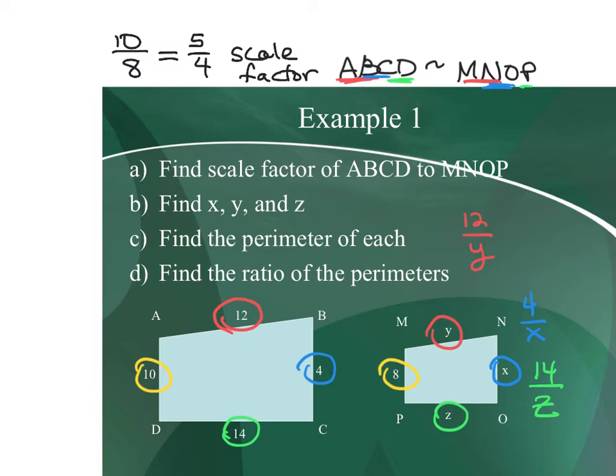I'm going to use this scale factor, and I'm going to make a proportion with the red, the blue, and the green here. So I'm going to set this equal to 5 over 4. Set this one equal to 5 over 4. Set this one equal to 5 over 4. Now I'm going to solve the three proportions to find the missing variables.